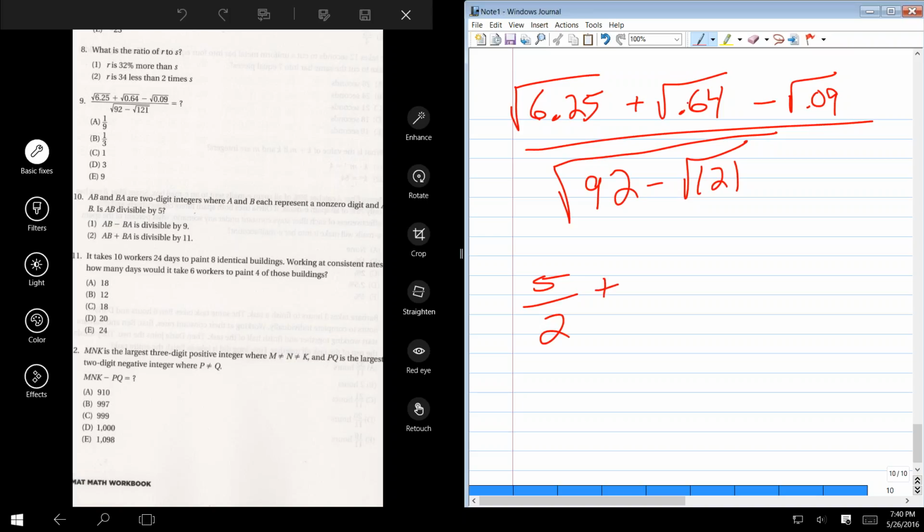Then this a little easier, the square root of 0.64. 64 is a perfect square number. So what's the square root of 64?